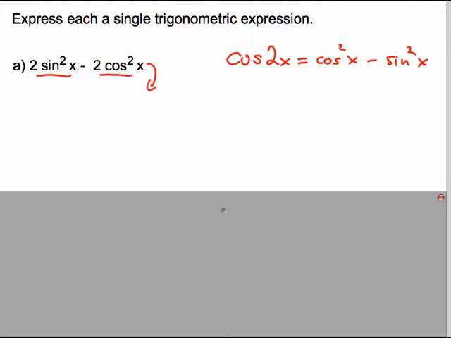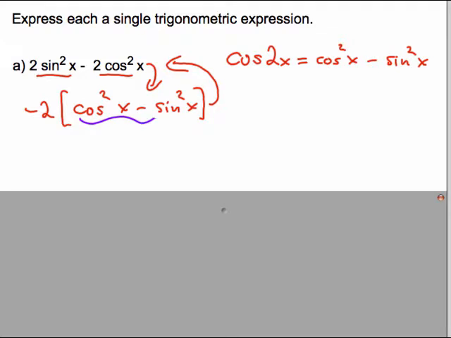But I can fix that by factoring out negative 2. And then if I write that as cosine squared x minus sine squared x, this statement is equivalent to this still. And then I can make my replacement. This is equivalent to this.